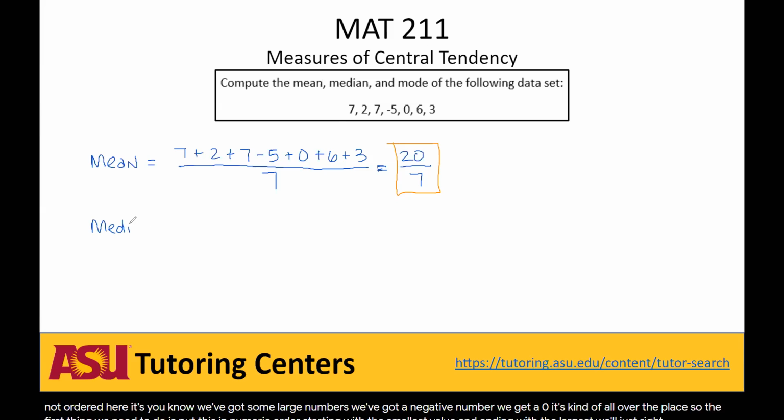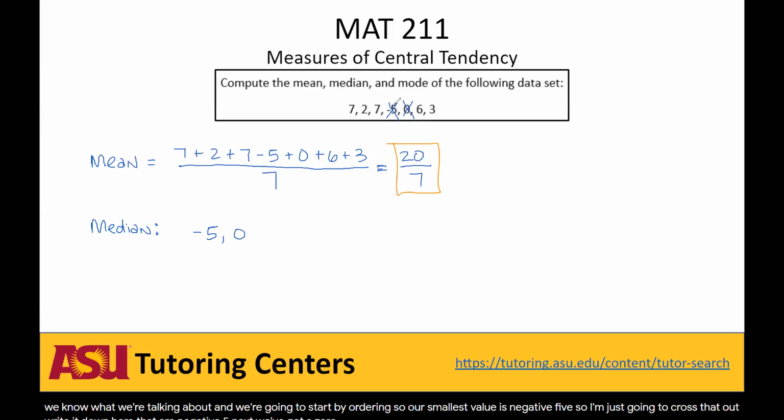So we'll just write median here so we know what we're talking about. And we're going to start by ordering. So our smallest value is -5. So I'm just going to cross that out, write it down here. Got our -5. Next we've got a 0. Next we have a 2. And then a 3. And then looks like a 6. And then we have 2 7s.